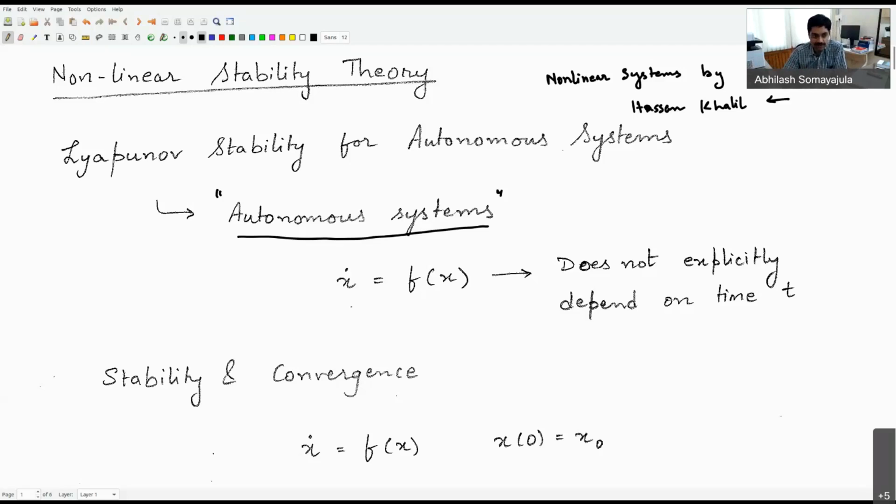So that same state space representation format, where x here is an n cross 1 vector, which means it has n components. But notice here that x dot is equal to f of x. This f also is returning a vector. Okay, this is a vector valued function.